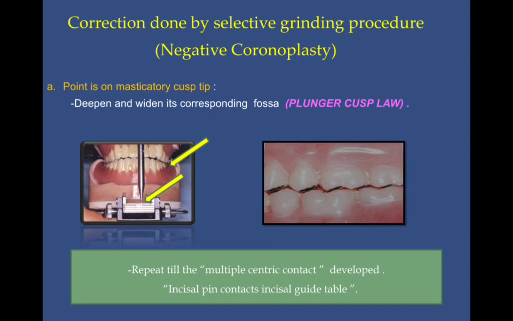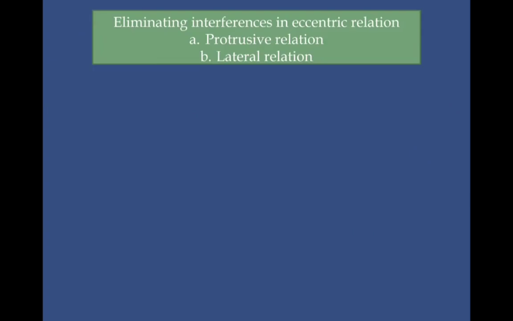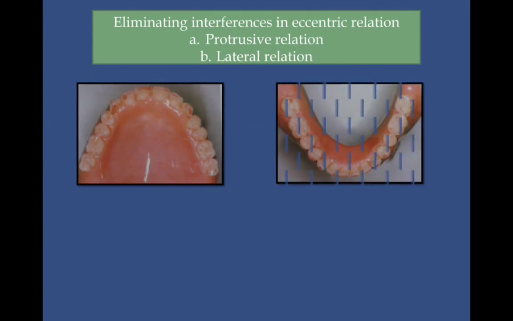So here, as you can see in the figure, the centric contacts should be eliminated. Next is your eccentric contact. In protrusive relation, you can see that when you place an articulating paper and do the protrusive movements over here, some premature contacts can be there. So here also you need to eliminate the premature contacts.